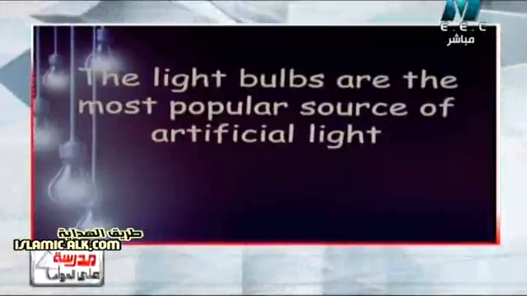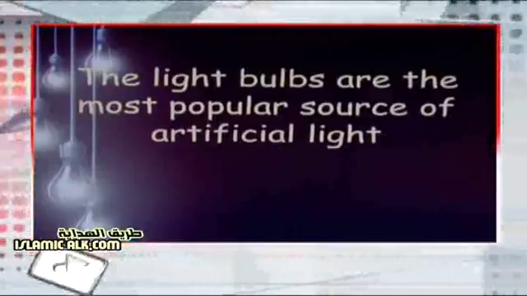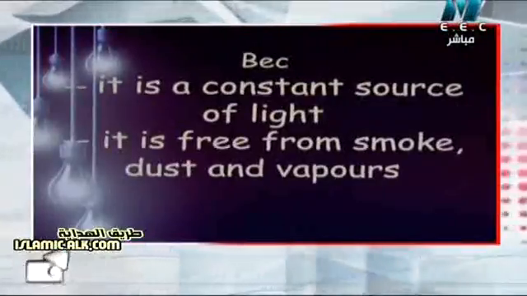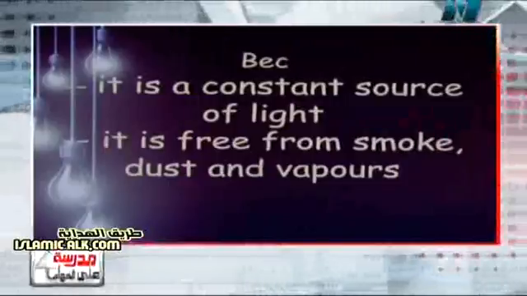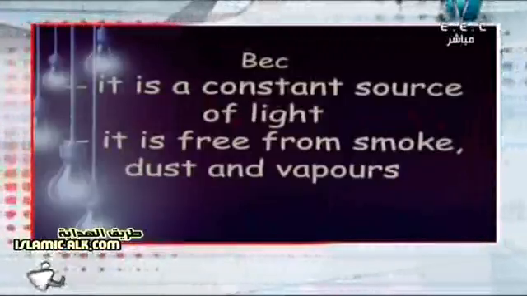So I have a give reason question here. It's a very important give reason question which says that the light bulbs are the most popular source of artificial light. ليه اللايت bulb أو المصابيح الكهربائية بعتبرها هي أكثر الأنواع انتشارا من مصادر الضوء الصناعية. I have answered this question at the first of this episode. جاوبت على السؤال ده أكتر مرة في بداية الحلقة. And I said that because it's a constant source of light which is free from smoke, dust, and vapors.